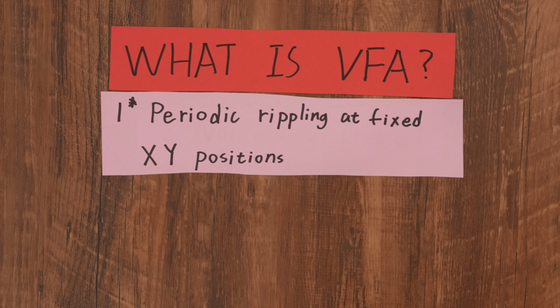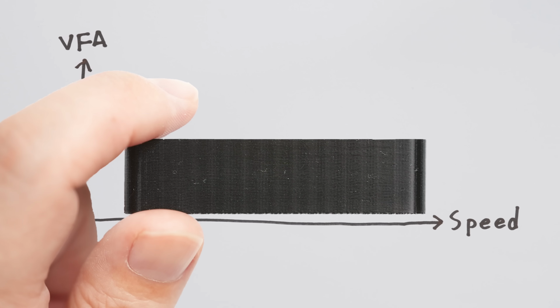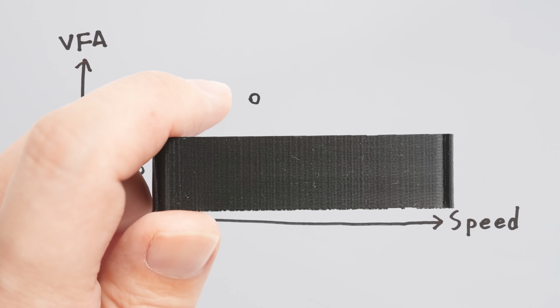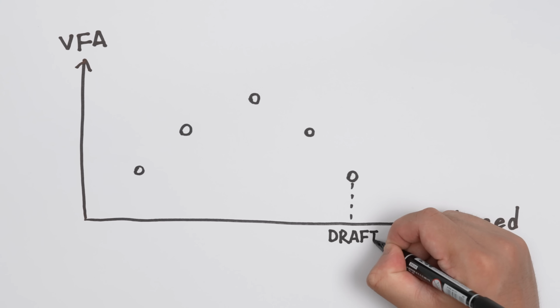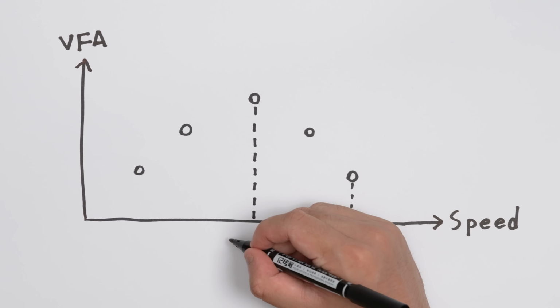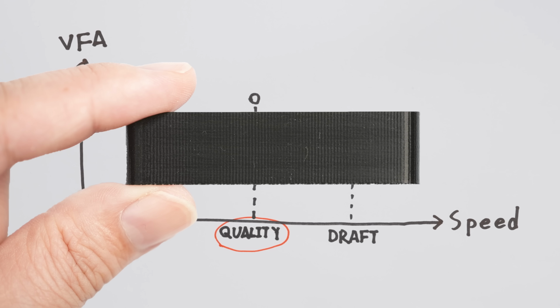We also found that VFA is strengthened at a certain speed range. We tested many different printing speeds, and it turned out VFA gets worse at a certain speed. Dramatically, for original i3 in Slicer software, the speed and quality preset is almost the VFA max speed. So when we try to get a quality print on i3, VFA shows up.